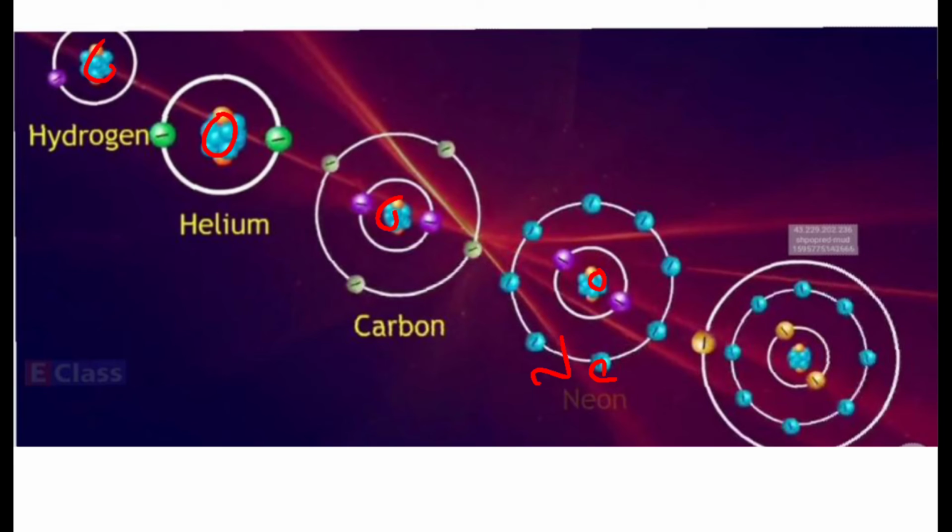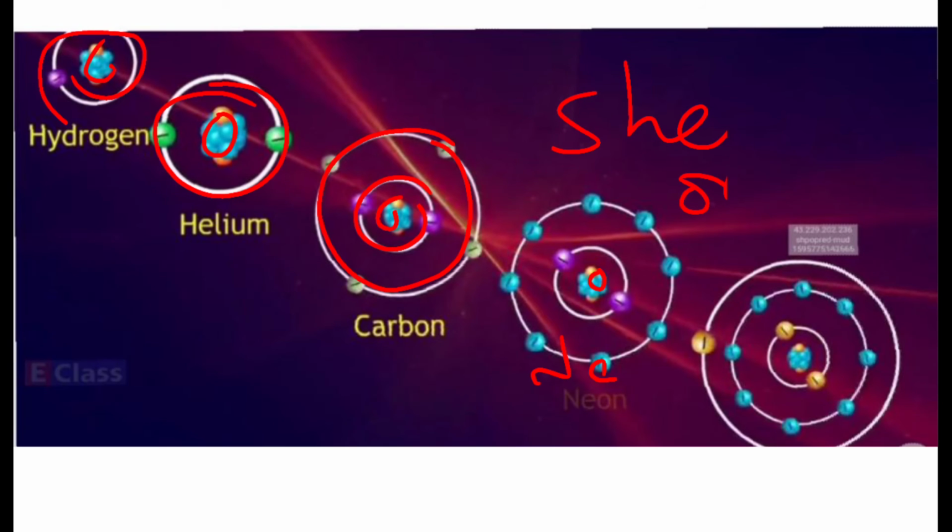Now you can observe here the first shell itself is the outermost shell in the case of hydrogen and helium, whereas carbon has 2 shells, right, the first and the second. So the second shell becomes the outermost orbit. Okay, we are using the word shell or orbit. So here also the second orbit is the outermost orbit. Here the third orbit is the outermost orbit, the farthest one.